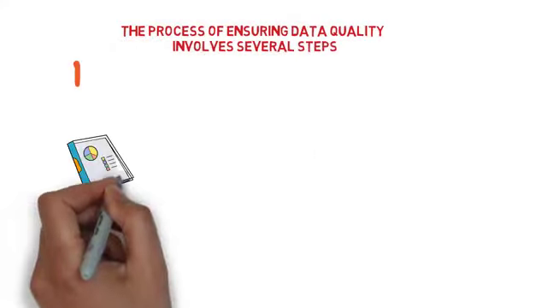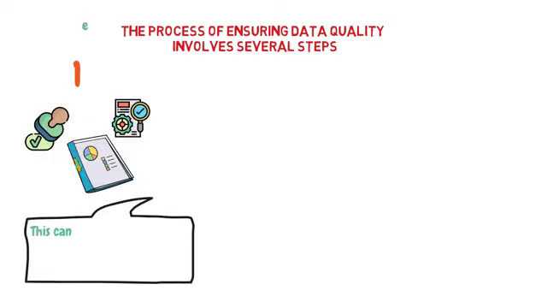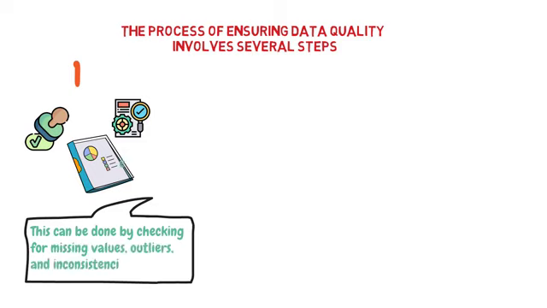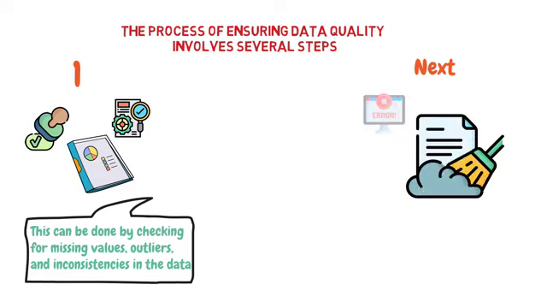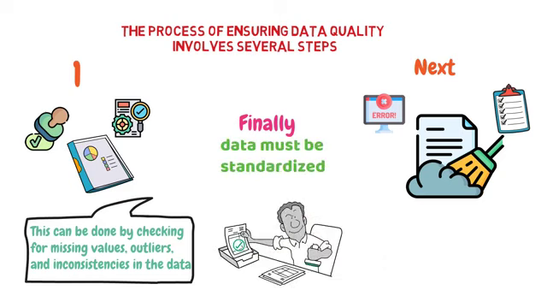First, the data must be validated to ensure it is accurate and complete. This can be done by checking for missing values, outliers, and inconsistencies in the data. Next, the data must be cleaned to remove any errors or inconsistencies. Finally, the data must be standardized to ensure it is consistent and can be used effectively in analysis.